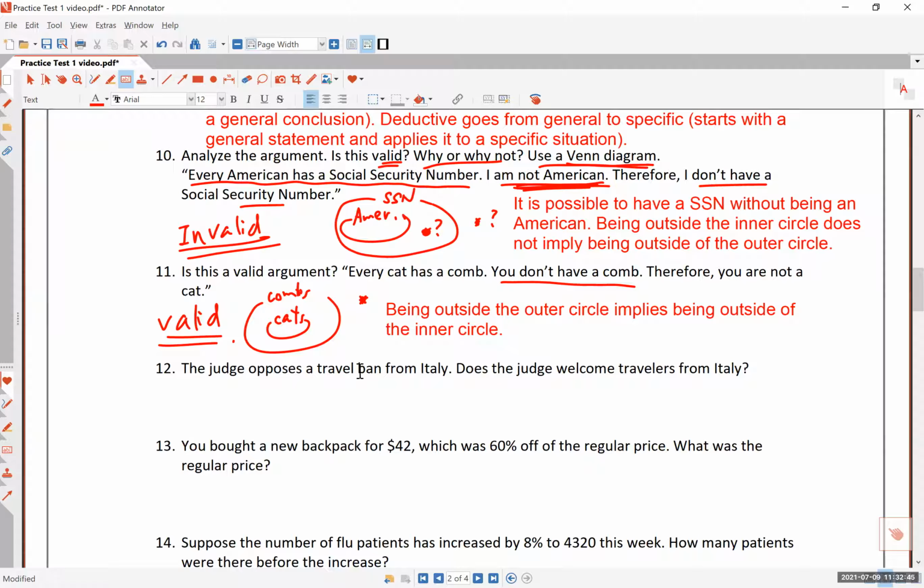The judge opposes a travel ban from Italy. Does the judge welcome travels from Italy? This question involves obviously multiple negatives, right? So you can maybe think about this judge opposing the travel ban from Italy, not travel from Italy. Now, travel ban means the negation, right? Here, let's go ahead and underline this. If you support the travel ban from Italy, that means you do not welcome the people from Italy. But if you oppose the ban, then you do welcome travelers from Italy, right? This is actually a pretty simple double negation.